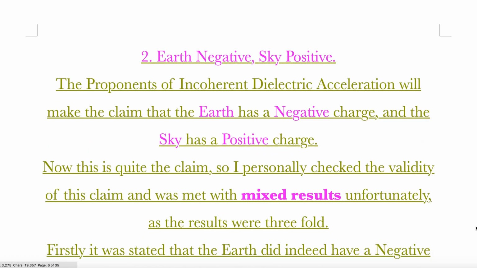So, section 2, Earth negative, sky positive. The proponents of incoherent dielectric acceleration will make the claim that the Earth has a negative charge and the sky has a positive charge. Now, this is quite the claim. So I personally checked the validity of this claim and was met with mixed results, unfortunately, as the results were threefold.